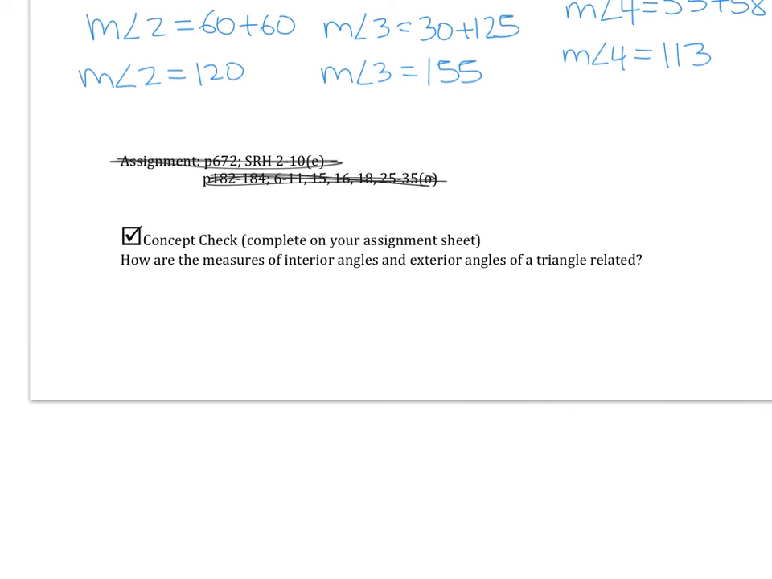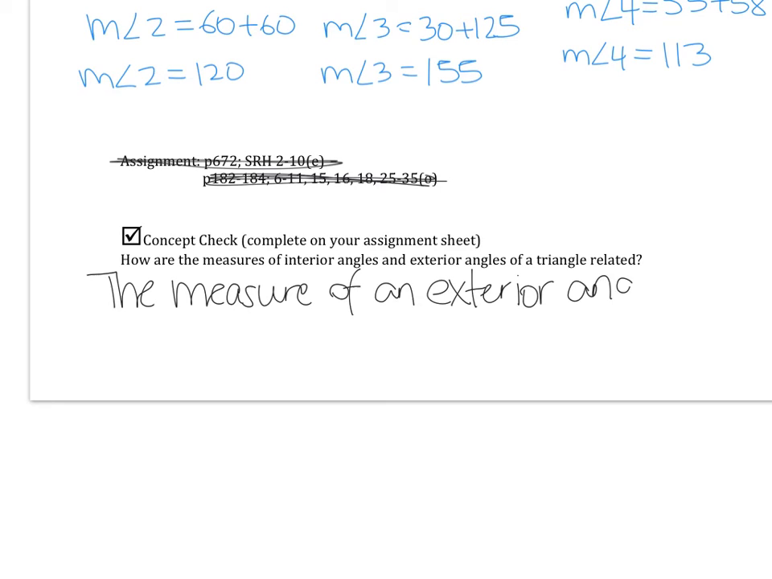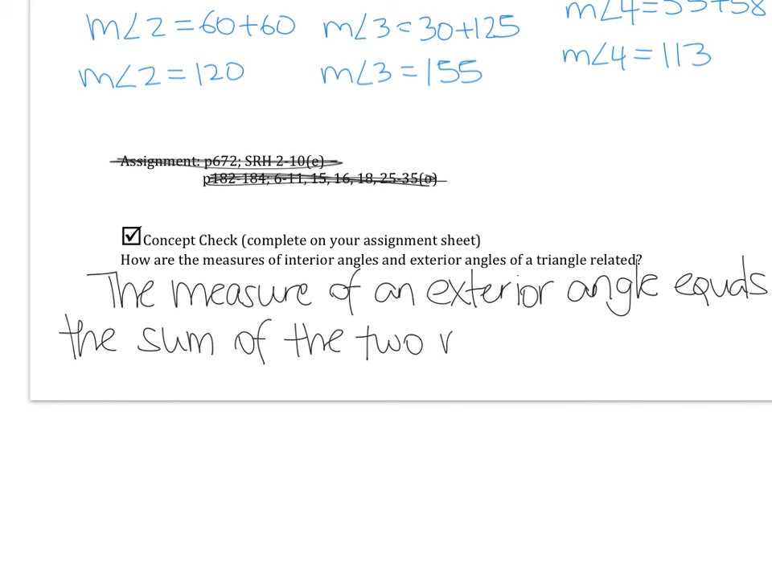How are the measures of the interior angles and exterior angles of a triangle related? The measure of an exterior angle equals the sum of the two non-adjacent interior angles.